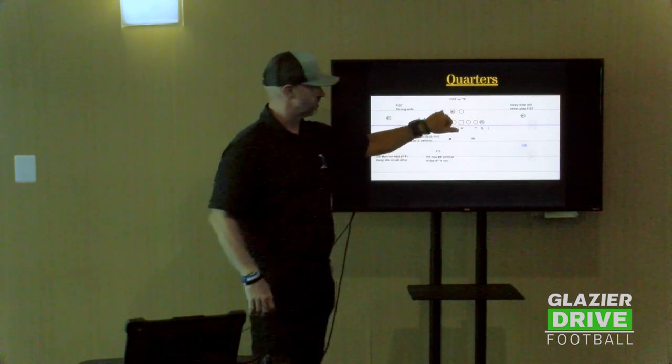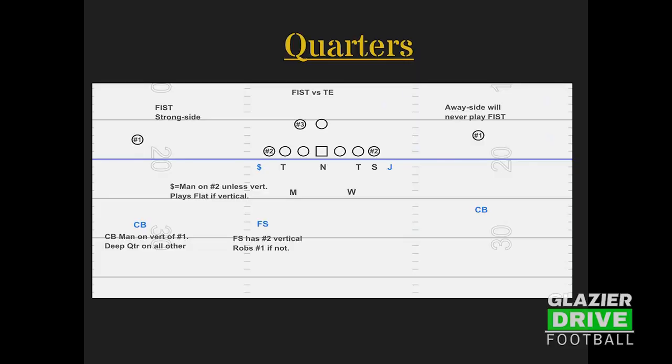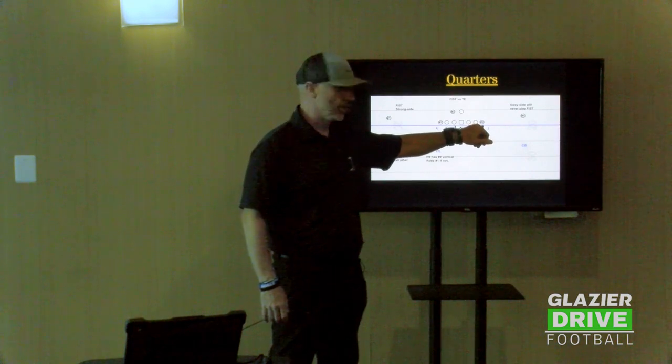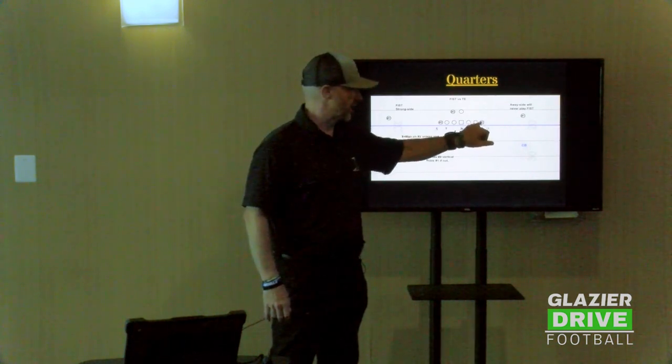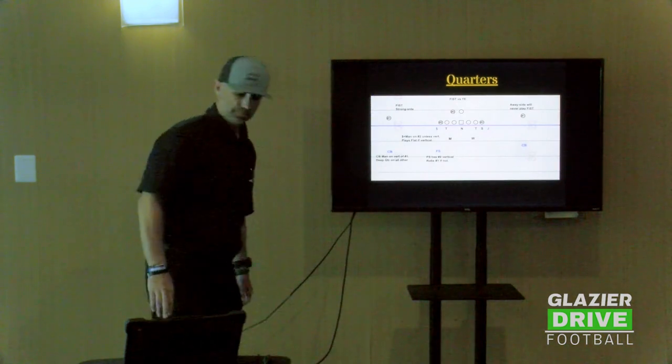Again, the inside linebackers are man on number 3. Again, I want to point this out. Because there are 2 receivers to the side, we cannot play quarters on the away side because we do not have a third man to play quarters on the away side. In this particular case, because there's a number 2, we also can't play 2 read, so the jack will be man-to-man on number 2, and the corner will be man-to-man on number 1.